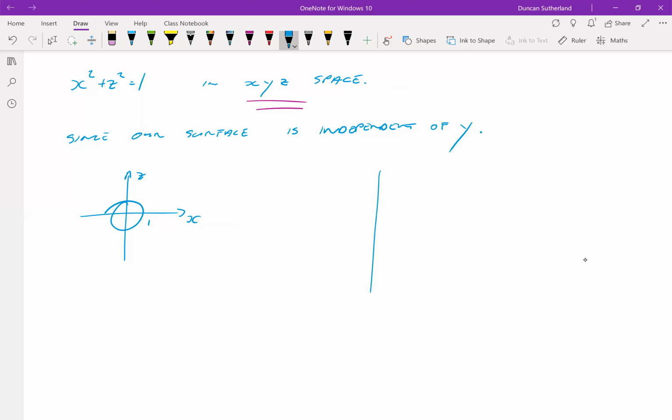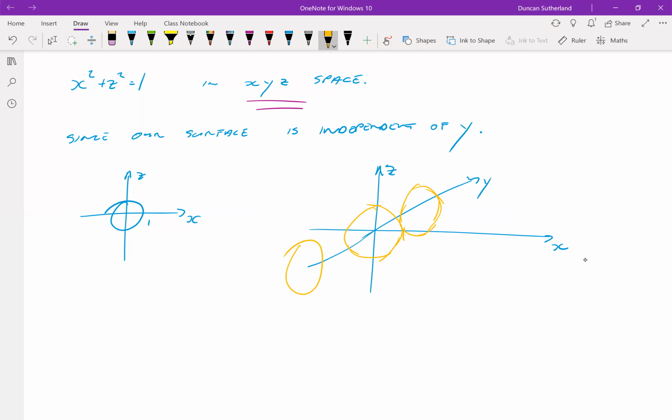So if we were to sketch this in three-dimensional x, y, z, we're drawing the unit circle in the x, z plane, right? And then at, say, a different y value, we draw the unit circle again, and at a different y value we get a unit circle. So this is a cylinder, right? An infinitely long cylinder that lies along the y-axis.